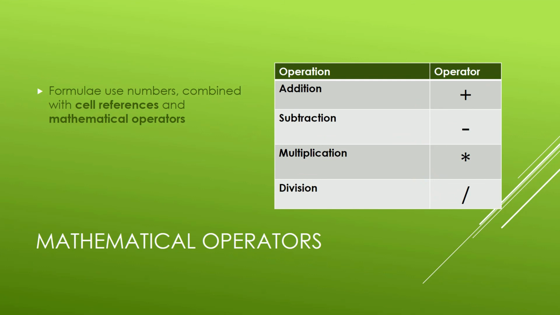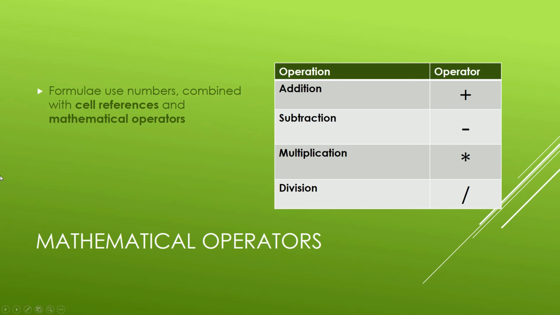So we can use in our formula numbers combined with cell references. So that's your A2, A4, B10, etc., combined with our mathematical operators. Some of them are super simple. So addition is a plus, subtraction is a dash or a minus. Multiplication, however, is an asterisk.